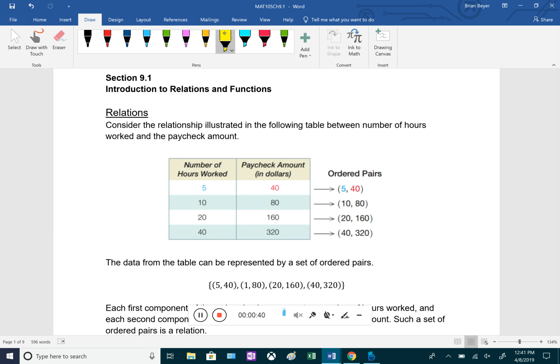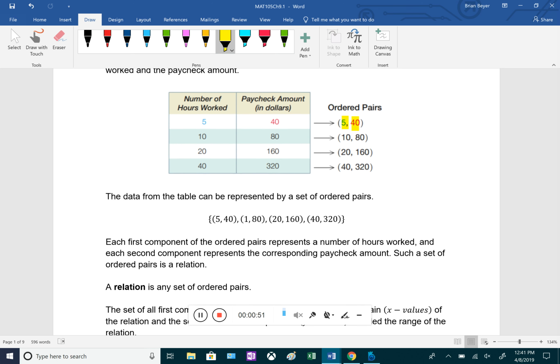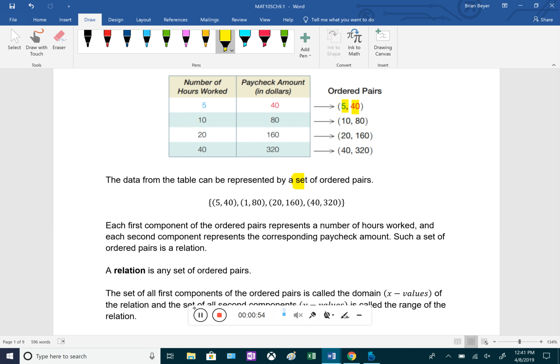We can write this as an ordered pair, where the amount of hours worked is the first coordinate, and the paycheck amount is the second coordinate. Another way that we can write this table out is a set of those ordered pairs. It's a set, so we use the squiggly brackets on the outside to represent a set. We have the first ordered pair, (5, 40), and the second one, (10, 80). And then we have (20, 160) and (40, 320).